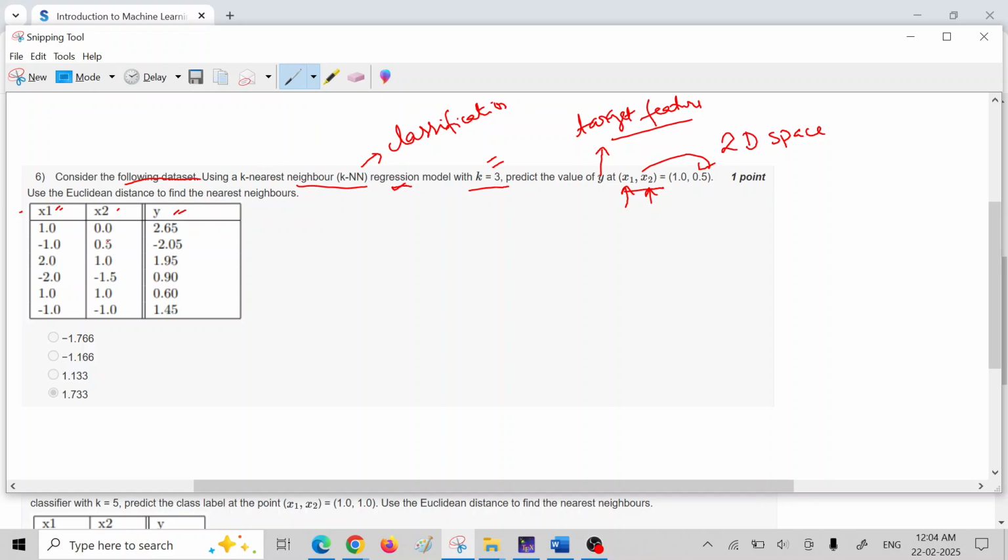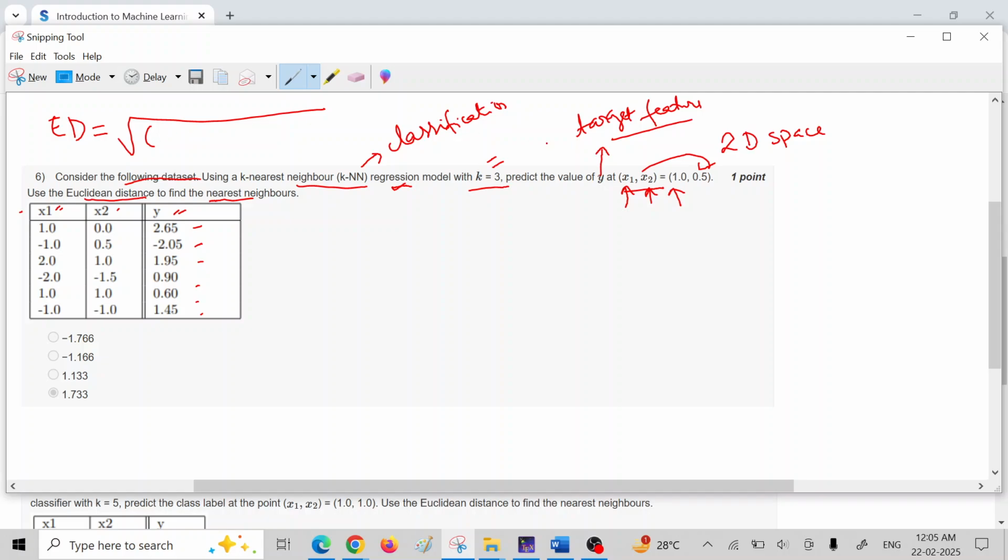Here we need to use Euclidean distance as a distance measure to understand the nearness of this new data point to the given data points in the data set. We need to calculate Euclidean distance. So what is the formula for Euclidean distance? Euclidean distance is a square root on this.